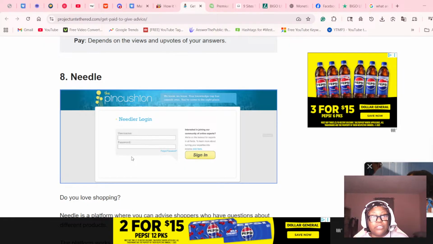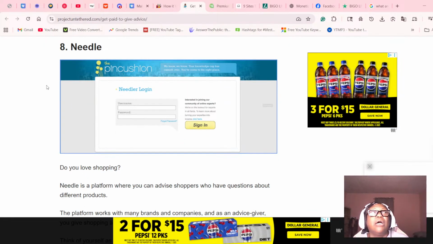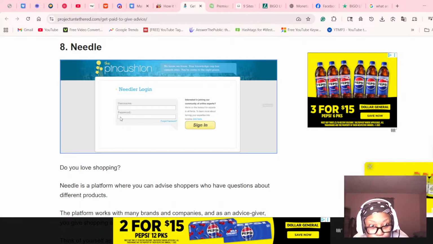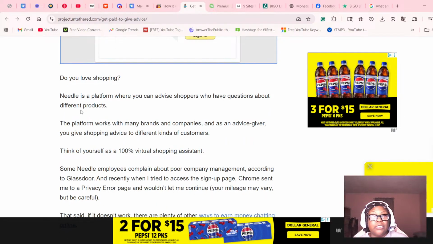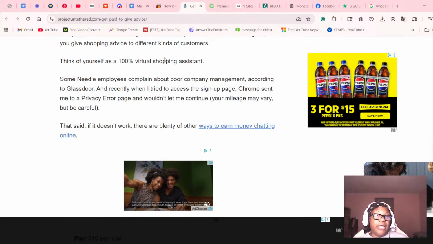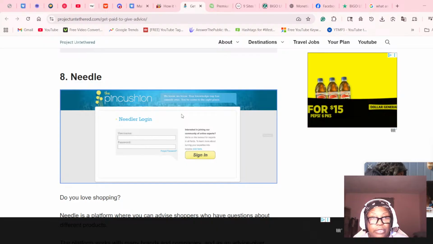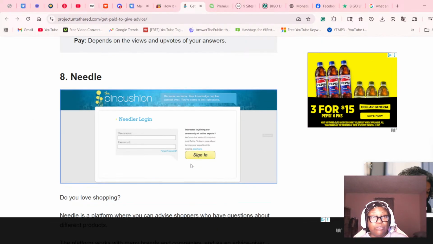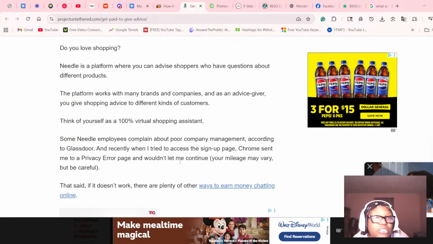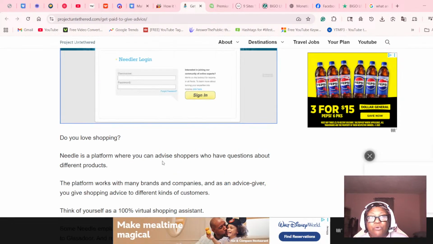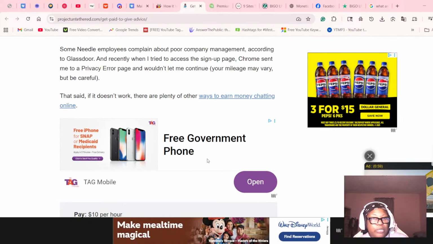Needle. I checked out Needle today. It's like a needle in a haystack to sign up for, and then they will get back with you. But if you love to shop, Needle is a platform where you can advise shoppers who have questions about different products. And since I review products, I thought that would be great. But I still have to wait for them to get back in touch with me to see if I passed the test or made the grade. So there's that. I think it's needle.com or Needle something. Just look for Needle, the platform where you can advise shoppers. And that's what it is.